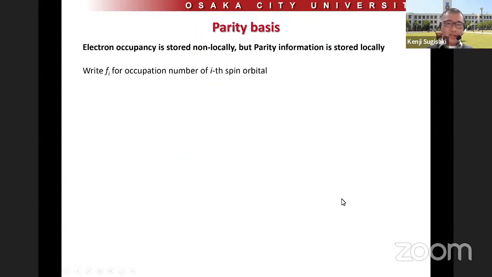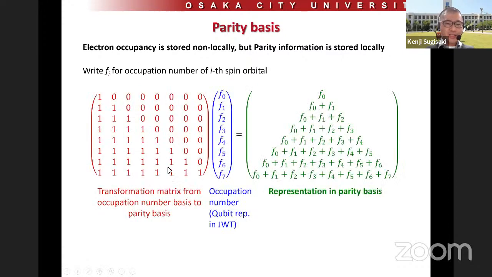This is known as the parity basis. In the parity basis, the electron occupancy is stored non-locally, but the parity information is stored locally. Writing f_i as the occupation number of spin orbitals, the transformation matrix from the occupation number basis to the parity basis is shown here. This is the occupation number basis, in other words the qubit representation in the Jordan-Wigner transformation. And this is the transformation matrix.